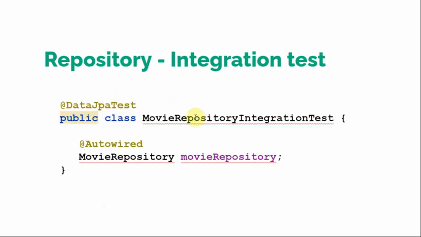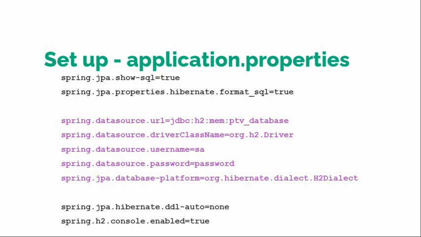So this is our class, MovieRepositoryIntegrationTest, and it is annotated with @DataJpaTest. This annotation will not only launch the Spring context, which can have beans in it, which can have different injectable items in it. It will also initialize the database, because we have configured an in-memory database in the application.properties file, which looks like here.